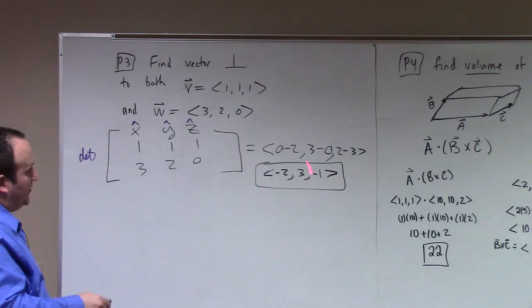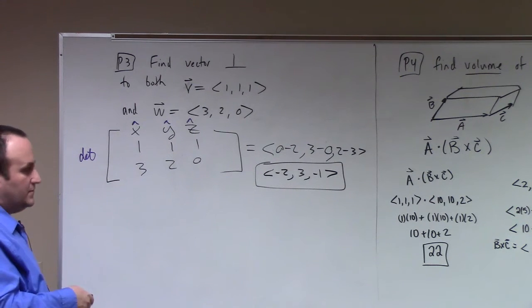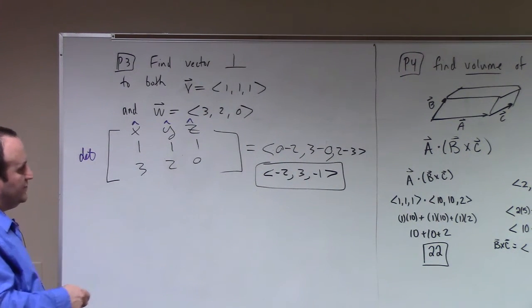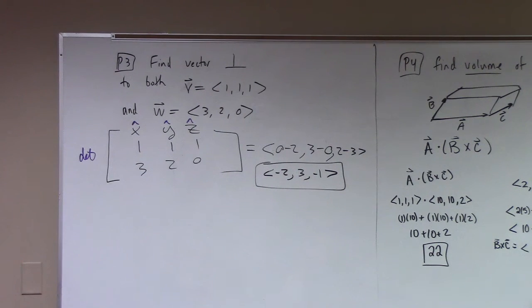As a check, is this perpendicular to both of those? Let's see here. Minus 2 plus 3 minus 1 is 0. The dot product of this and that gives me minus 6 plus 6, which is 0. Good. Perpendicular to both. Good sign.